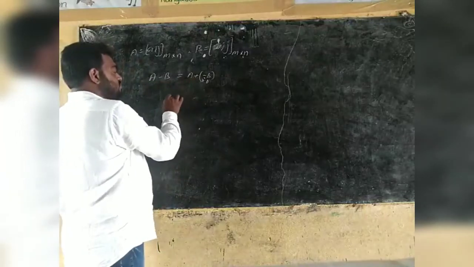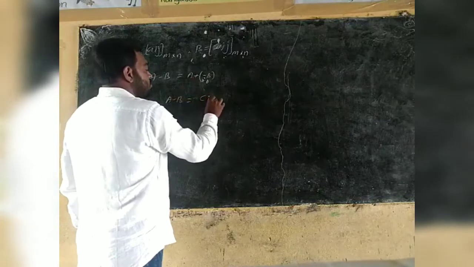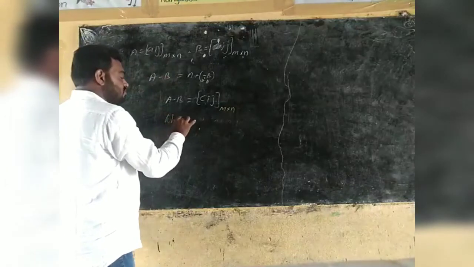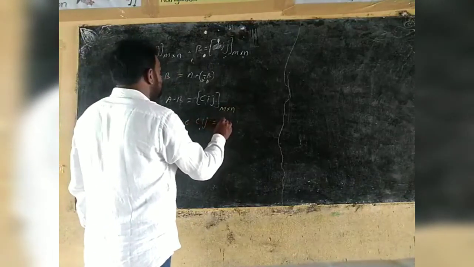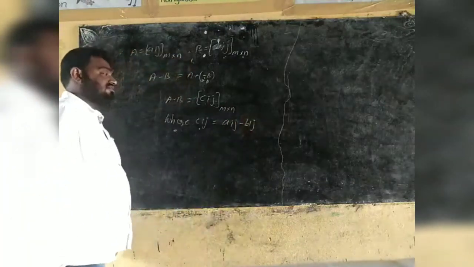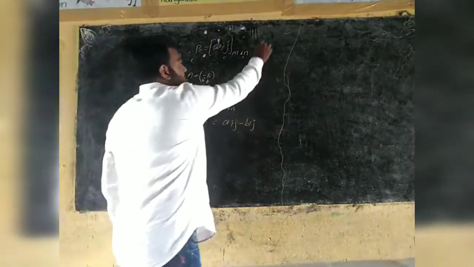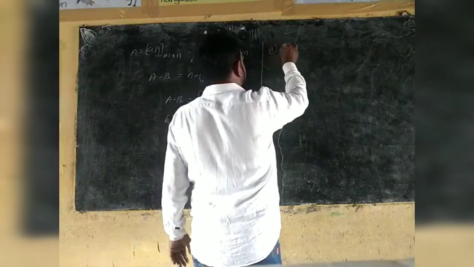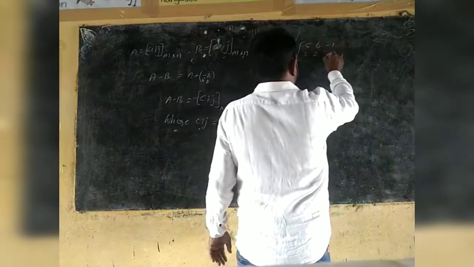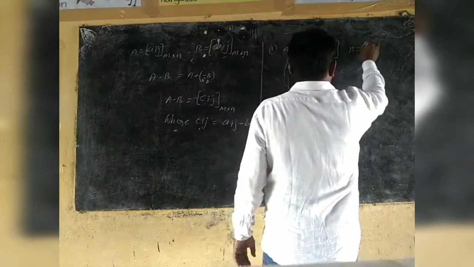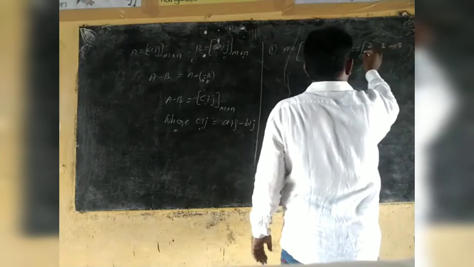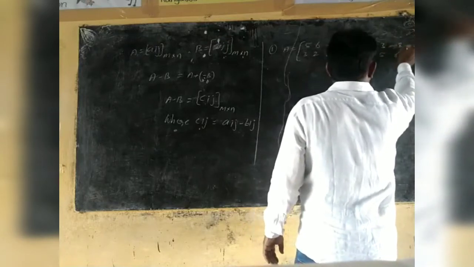So A minus B gives one more matrix Cij of order M cross N, where Cij is equal to Aij minus Bij. These are the Cij elements. You see one example. Example number 1. Let A be the matrix [5, 6; minus 1, 3; 2, 4], and matrix B be [2, 3; minus 8, 8; 4, 5, 6].